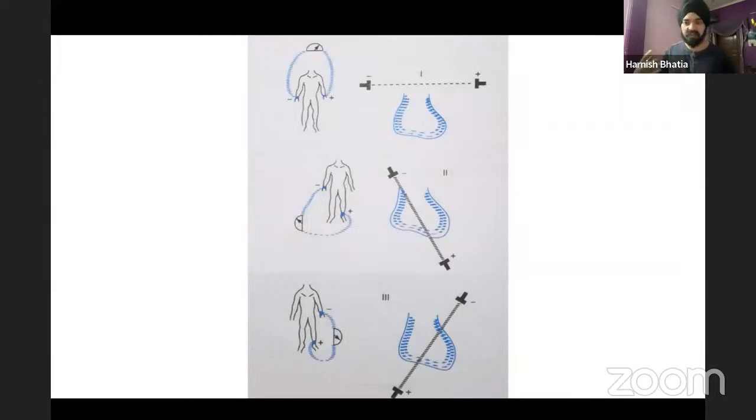So when you have 3 electrodes, you can simply make 3 unipolar leads out of it, which is very clear. Assuming a central zero potential point inside the heart, you can make 3 unipolar leads. Okay. And you can also make 3 bipolar leads.